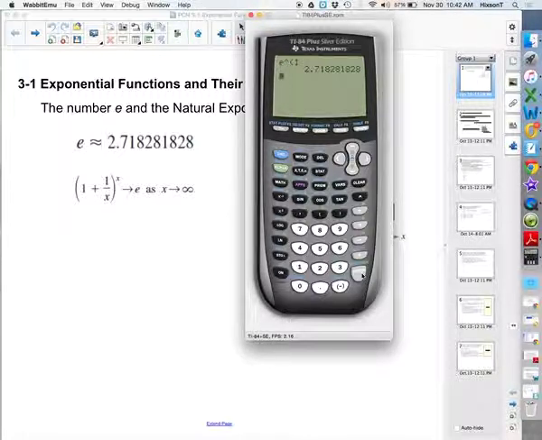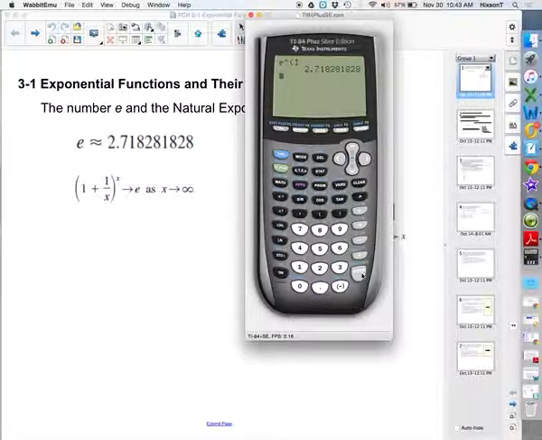Okay? If you are using your calculator to find a value that involves e, use the e to the x button. Do not just type in 2.718. Okay? Use the e to the x button. Be precise.